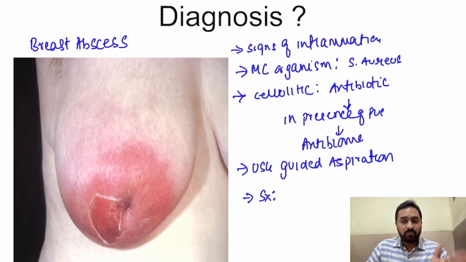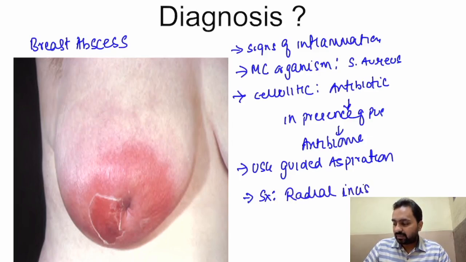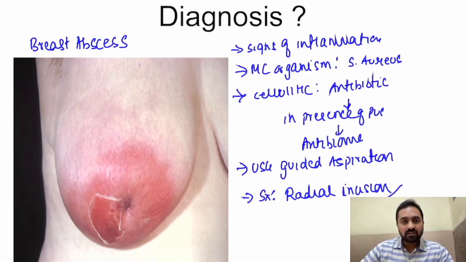And in surgery, an important question that can be asked is your incision. The incision that we give is a radial incision. So this is a very straightforward topic which can be asked. It's basically regarding breast abscess: you have signs of inflammation, the most common organism is Staphylococcus aureus, and it is usually treated by USG guided aspiration. And if surgery is done in cases of failure of aspiration or where the skin becomes very thin and you need to give an incision, in such cases you need to give a radial incision.